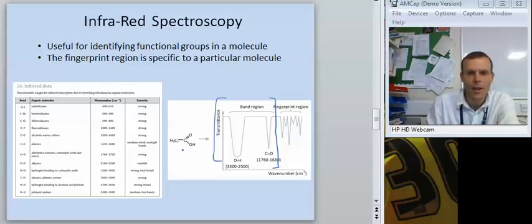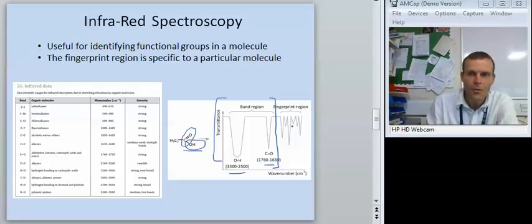So for something like ethanoic acid, we can see that there is a CO in it, and we can also see that there is an OH in it, and we're picking up frequencies as a result of their presence.